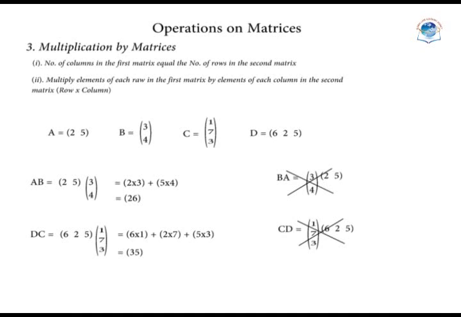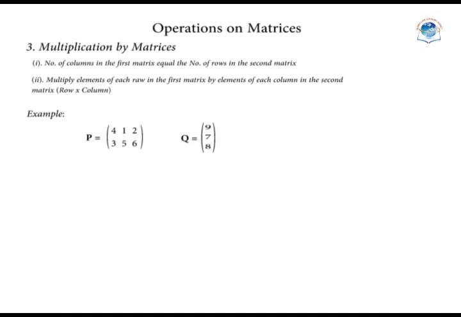Another example, P is equal to 4 1 2 3 5 6 and Q is equal to 9 7 1. So P is a 2 by 3 matrix and Q is a column matrix. P has 3 columns and Q has 3 rows, and so P times Q is possible.